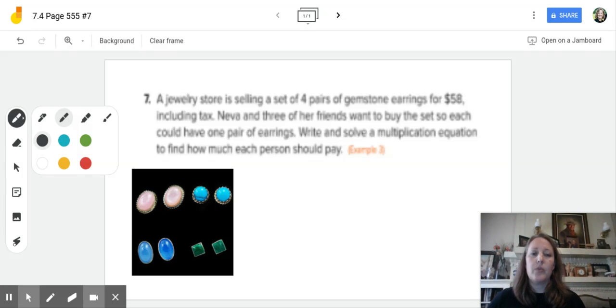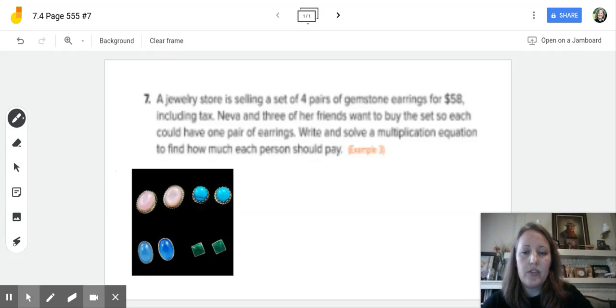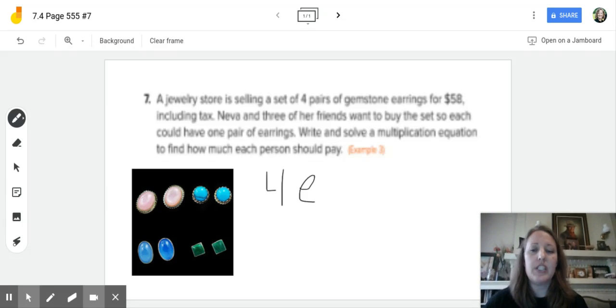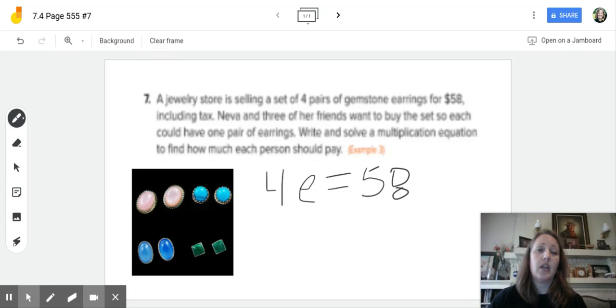So the easiest way to say that is we could just write four pairs of earrings, and I'm going to use E, and in my equation, I'm going to say let E represent the cost of 1 pair of earrings. Okay, so let E represent the cost of 1 pair. You have to know what your variable represents before you start, because otherwise it doesn't make sense. So 4 times the cost of 1 pair of earrings is equal to 58. Boom. We wrote a multiplication equation, and now we're going to solve it.